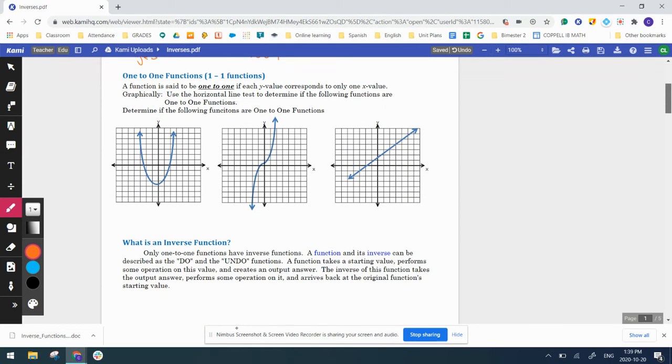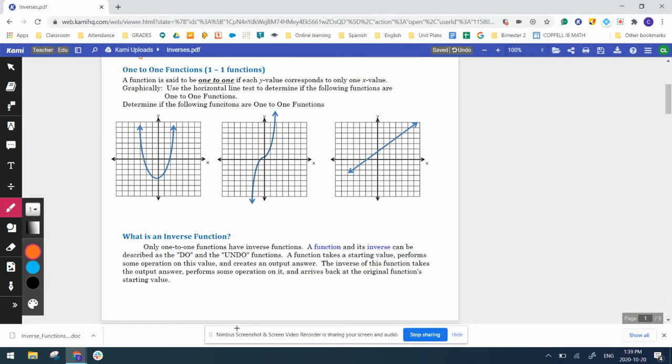There's one main type of graph that is always a function, and it's said to be one-to-one. That means for every one x, there's only one y. For every one y, there's only one x. So these are always one-to-one functions, and they always pass the vertical line test. Graphically, we can use the horizontal line test to determine if the following functions are one-to-one functions.